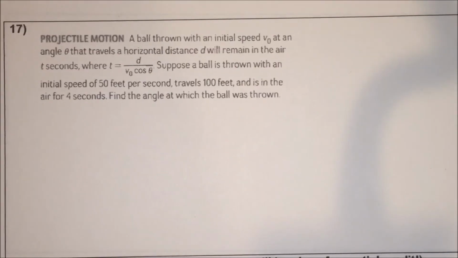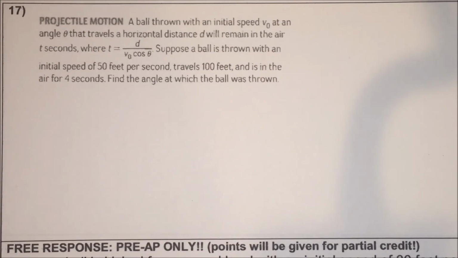Okay, let's look at the last page. So for 17, we have something about projectile motion. The problem says a ball is thrown with an initial speed v naught at an angle theta that travels a horizontal distance d will remain in the air for t seconds. If t is equal to d over initial velocity v naught times cosine theta, suppose a ball is thrown with an initial speed of 50 feet per second, travels 100 feet, and is in the air for 4 seconds. Find the angle at which the ball was thrown.